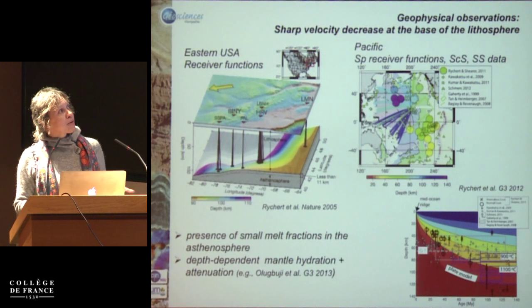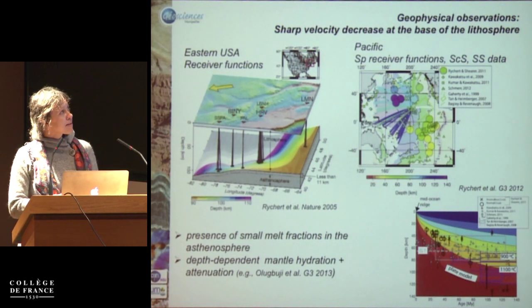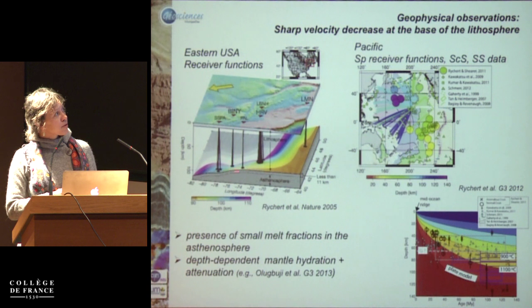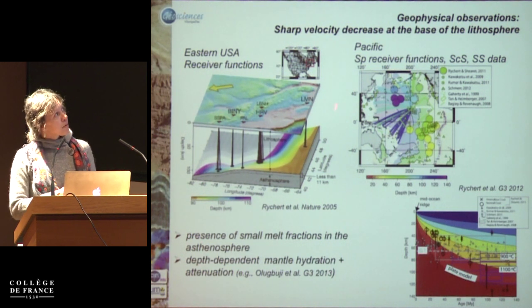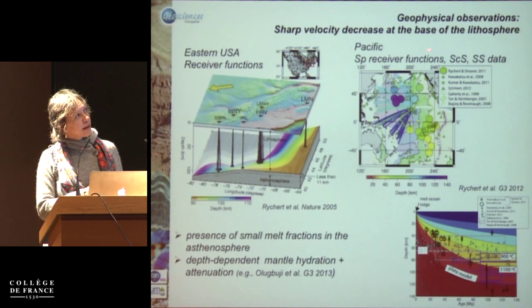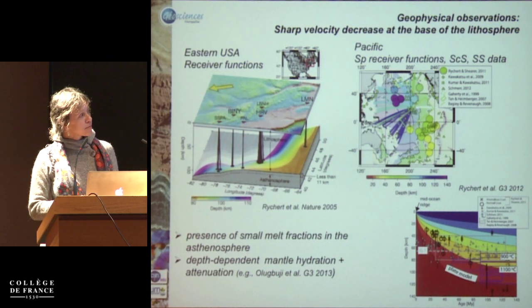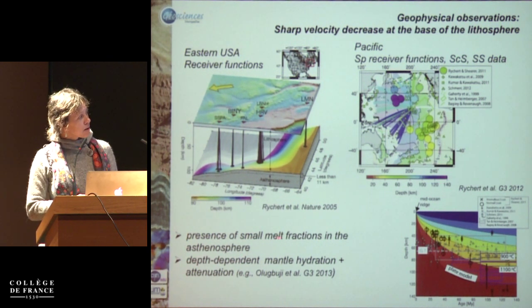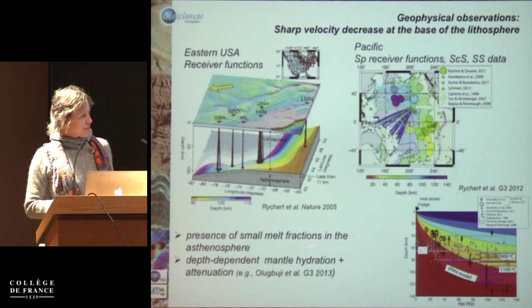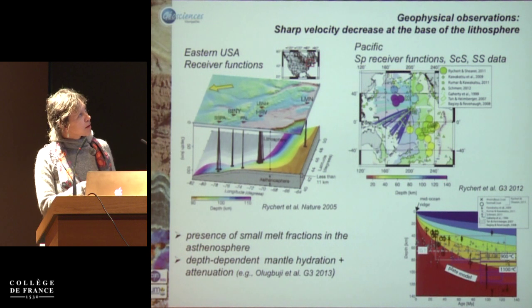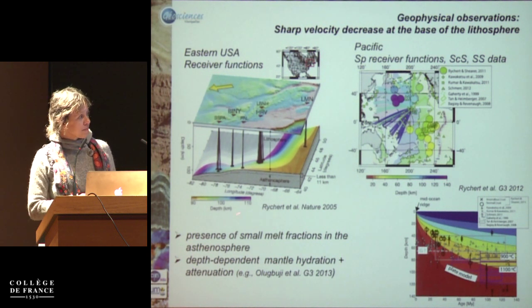Just to remember what we have seen in the last 2 days, we have very nice geophysical observations that show that you have a topography in the Lithosphere-Asthenosphere boundary, and a sharp velocity decrease at the base of the lithosphere in many places of the world. This kind of data has been interpreted either as the presence of small melt fractions in the asthenosphere, or you have to take into account more complex models where you have mantle hydration that varies with depth, and attenuation, to explain this sharp velocity contrast.